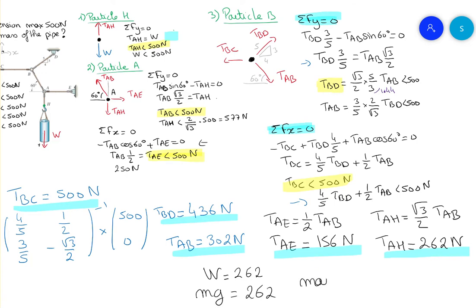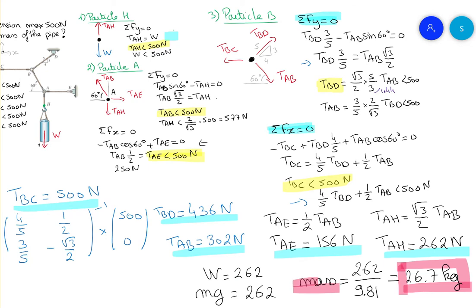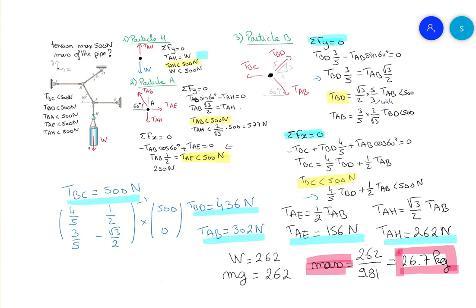So the mass of the cylinder, M times G, equals 262. So we have the mass equal to 262 divided by 9.81. This is 26.7 kilogram. Here we go. Final answer. The mass of the cylinder cannot be more than 26.7 kilogram.